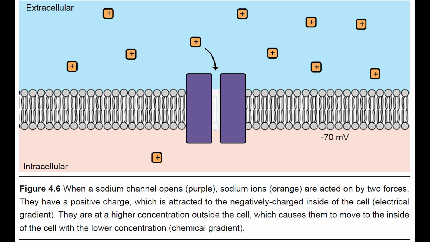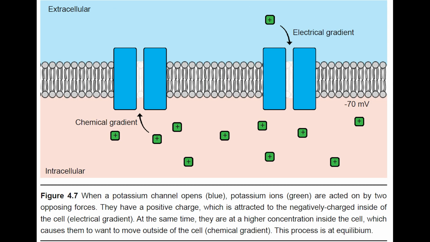Given that both the electrical and chemical gradients are in favor of moving sodium into the cell, opening a sodium channel causes a net flow of sodium ions into the cell. 2. Potassium movement across the membrane.